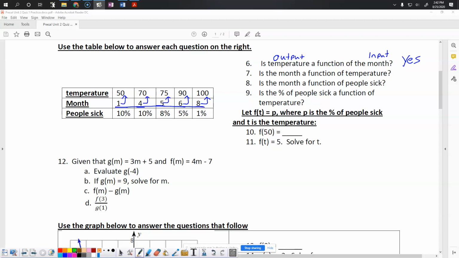Now let's take a look at the next one. Is the month a function of temperature? In other words, can temperature be an input? Let's take a look. Are there any repeated numbers here? I don't see any repeats. So yes, every temperature seems to be associated with only one month. So that's also a yes.